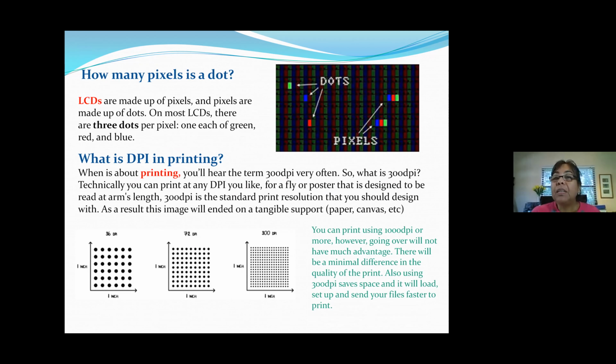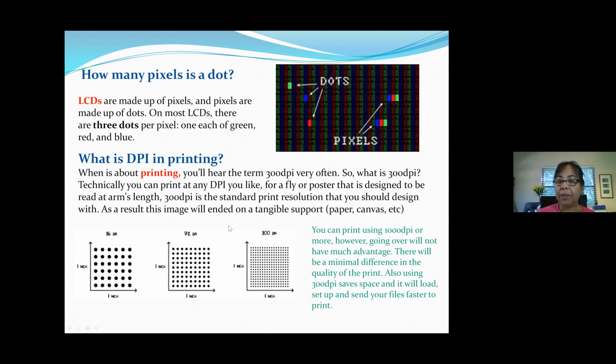Now, how many pixels is a dot? We see the dots here, which we saw before, and a pixel is actually these 3 dots. That is when we are talking about print. When we print, we will see little dots. But when we talk about pixels, these dots are not dots any longer. It is a square that will contain these 3 colors, these 3 dots. So LCDs are made up of pixels, and pixels are made up of dots when we go to printing.